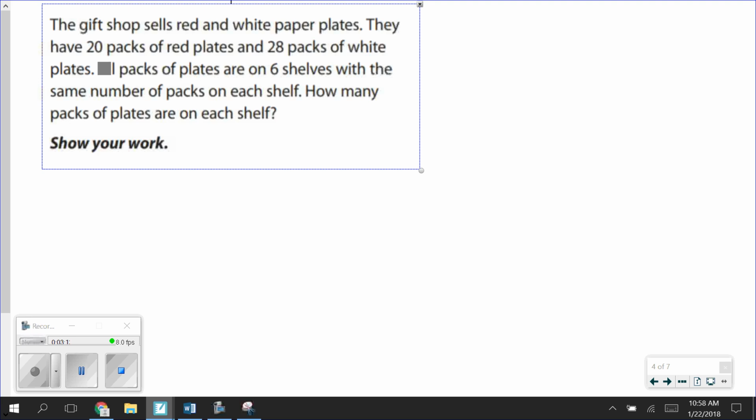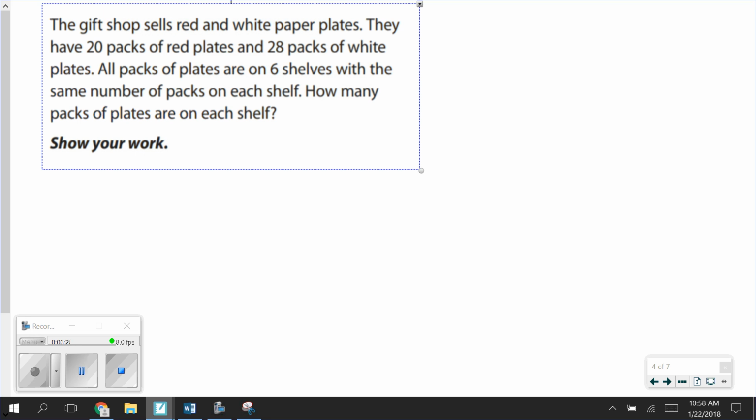Okay, so the gift shop sells red and white paper plates. They have 20 packs of red plates and 28 packs of white plates. All packs of plates are on 6 shelves with the same number of packs on each shelf. How many packs of plates are on each shelf?